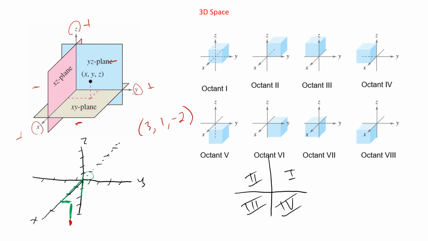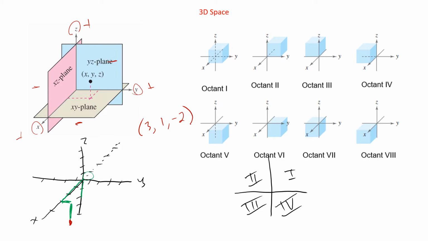Octants 5, 6, 7, 8 are the same as 1, 2, 3, 4, except z is negative. So like quadrant 1, x and y are positive, z is positive. Quadrant 2, x is negative, y is positive, z is positive. And then etc. Quadrant 7, they're all negative. And so sometimes it'll ask what quadrant it's in, and you can just see those.